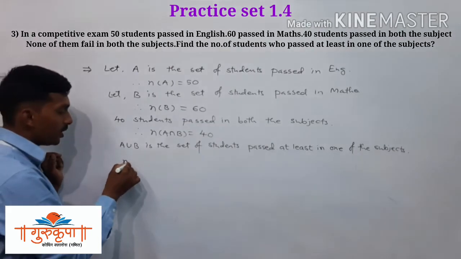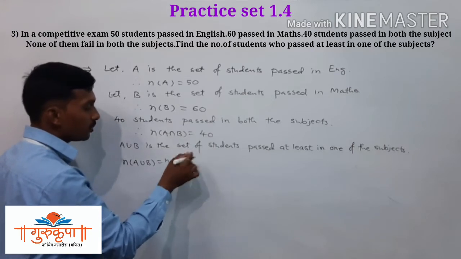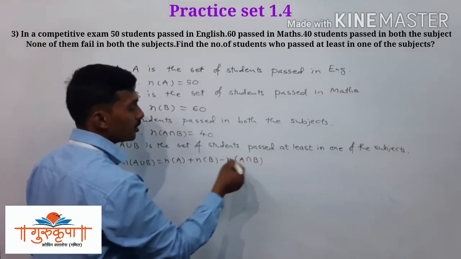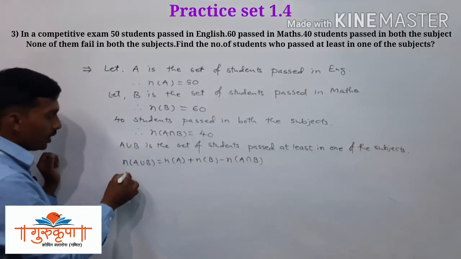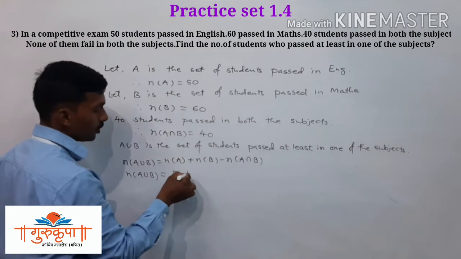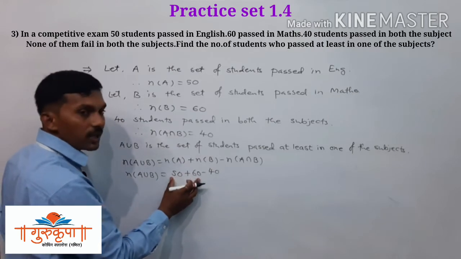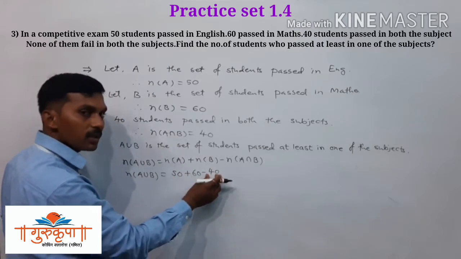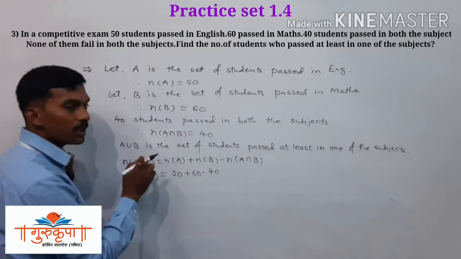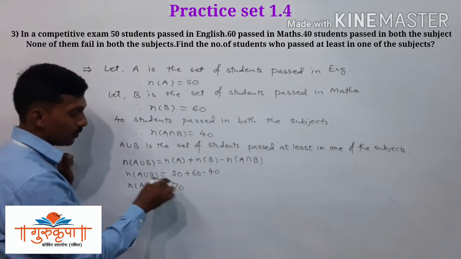So here we will write the identity. Number of A union B is equal to number of A plus number of B minus number of A intersection B, and now put the values there. This is number of A union B, we have to find, so we write it as it is. Number of A is 50 plus number of B is 60 minus number of A intersection B is 40. This 50 plus 60 is 110 minus 40, that is equal to 70. Or this is 60 minus 40 is 20, and 20 plus 50 is 70. So we have number of A union B is equal to 70.